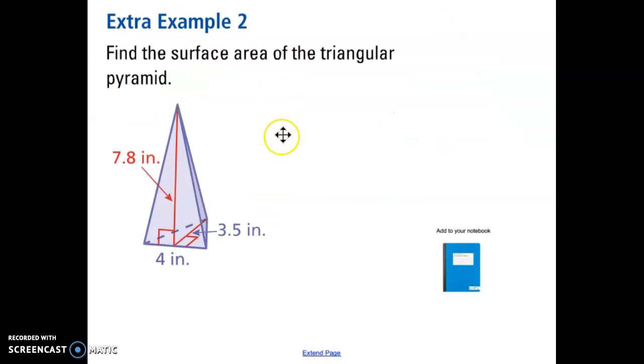All right, here is another example. Find the surface area of the triangular pyramid. Go ahead and pause this video, do this work, and I'll see you in a second.